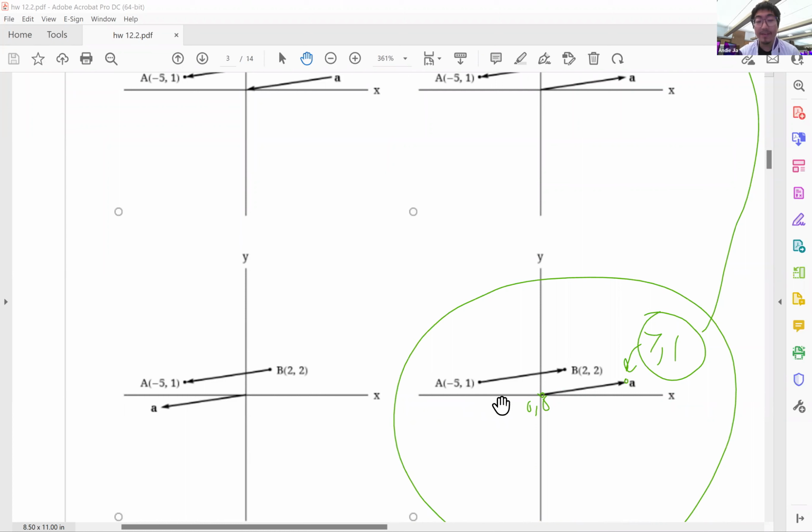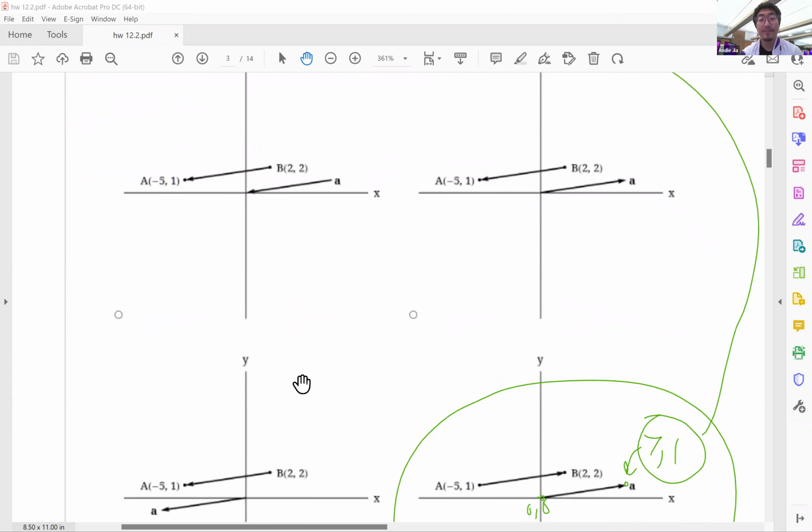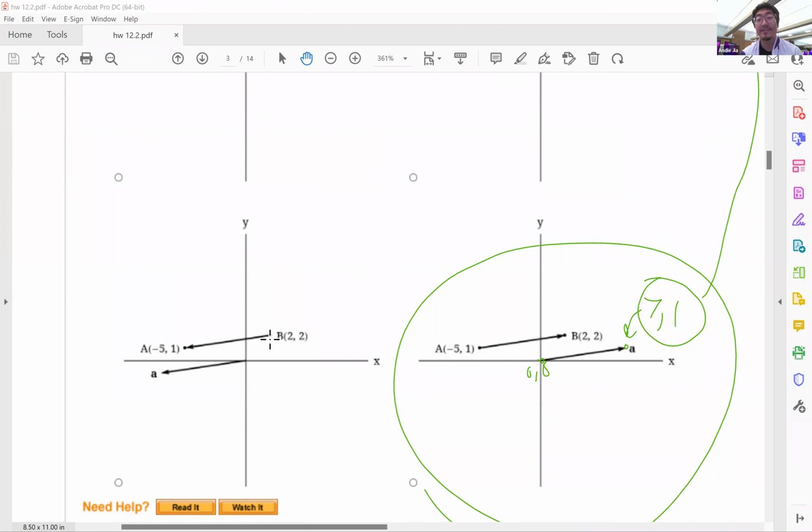We start from the AB, so A and B. So the starting point is A, the tail, and B is the tip. So this is going to be the AB, and the new vector we produce is starting from and pointing to the first quadrant. So the bottom left one is also eliminated. So this one is the correct one. The tip is at the point 7, 1, and it's pointing in the first quadrant, in a positive direction.